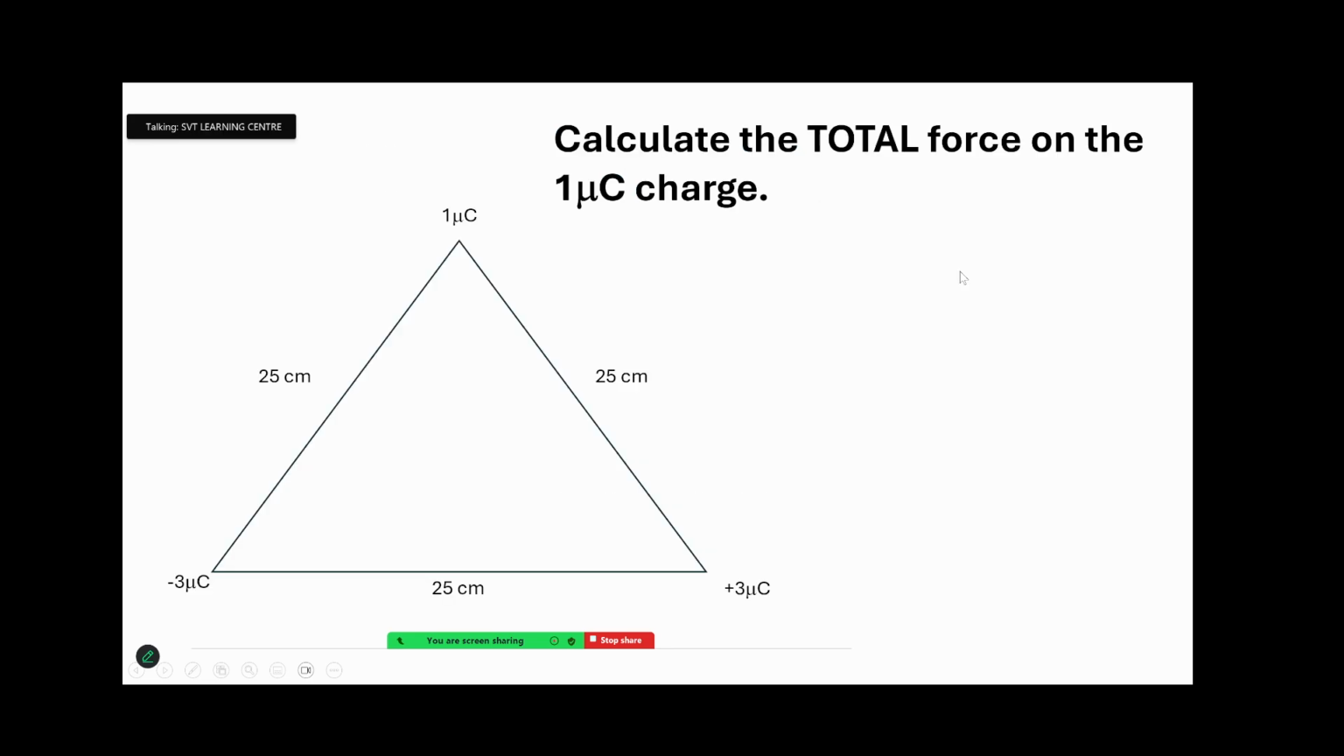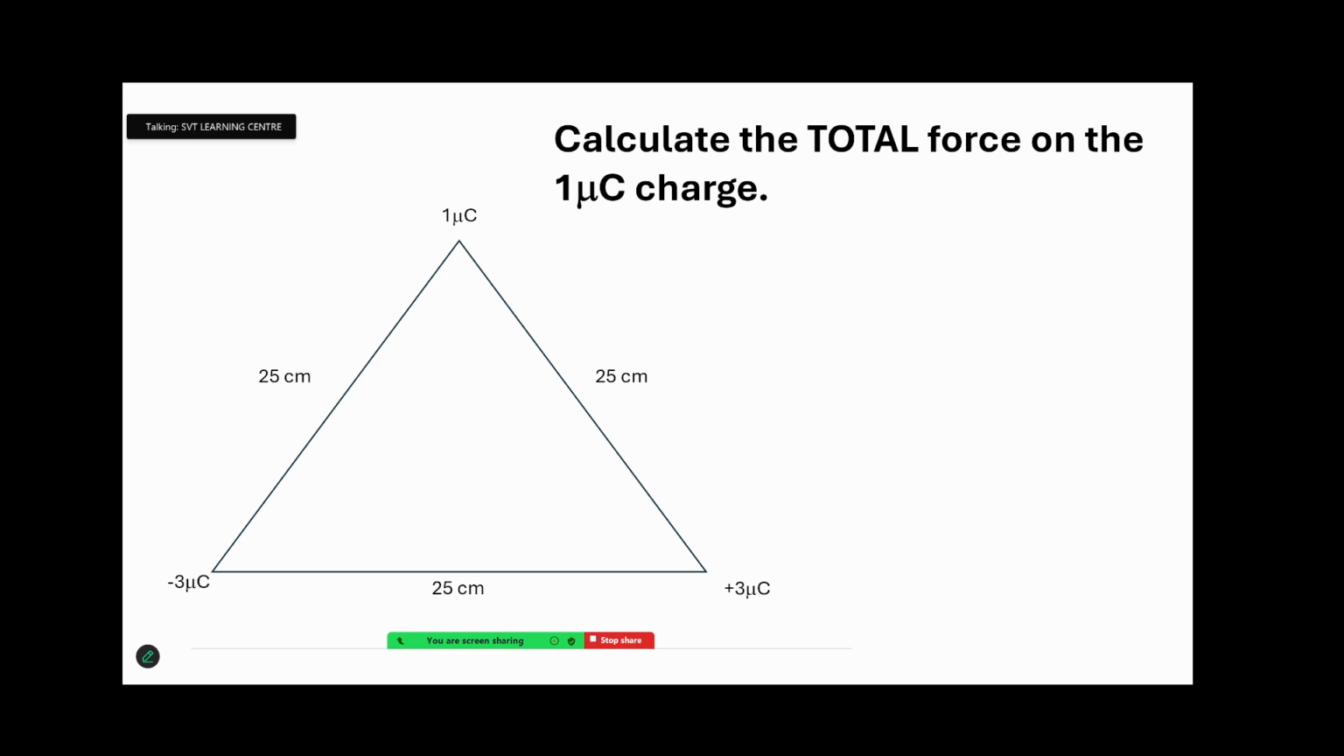Let's go and do another sum. Here it's a different configuration. Here we are looking at three charges, minus 4 microcoulomb, plus 3 microcoulomb and 1 microcoulomb. They are placed on the vertices of an equilateral triangle of side 25 centimeter. So the angle between them will be 60 degrees. That is important when we resolve the forces. They are asking you the force on the 1 microcoulomb charge.